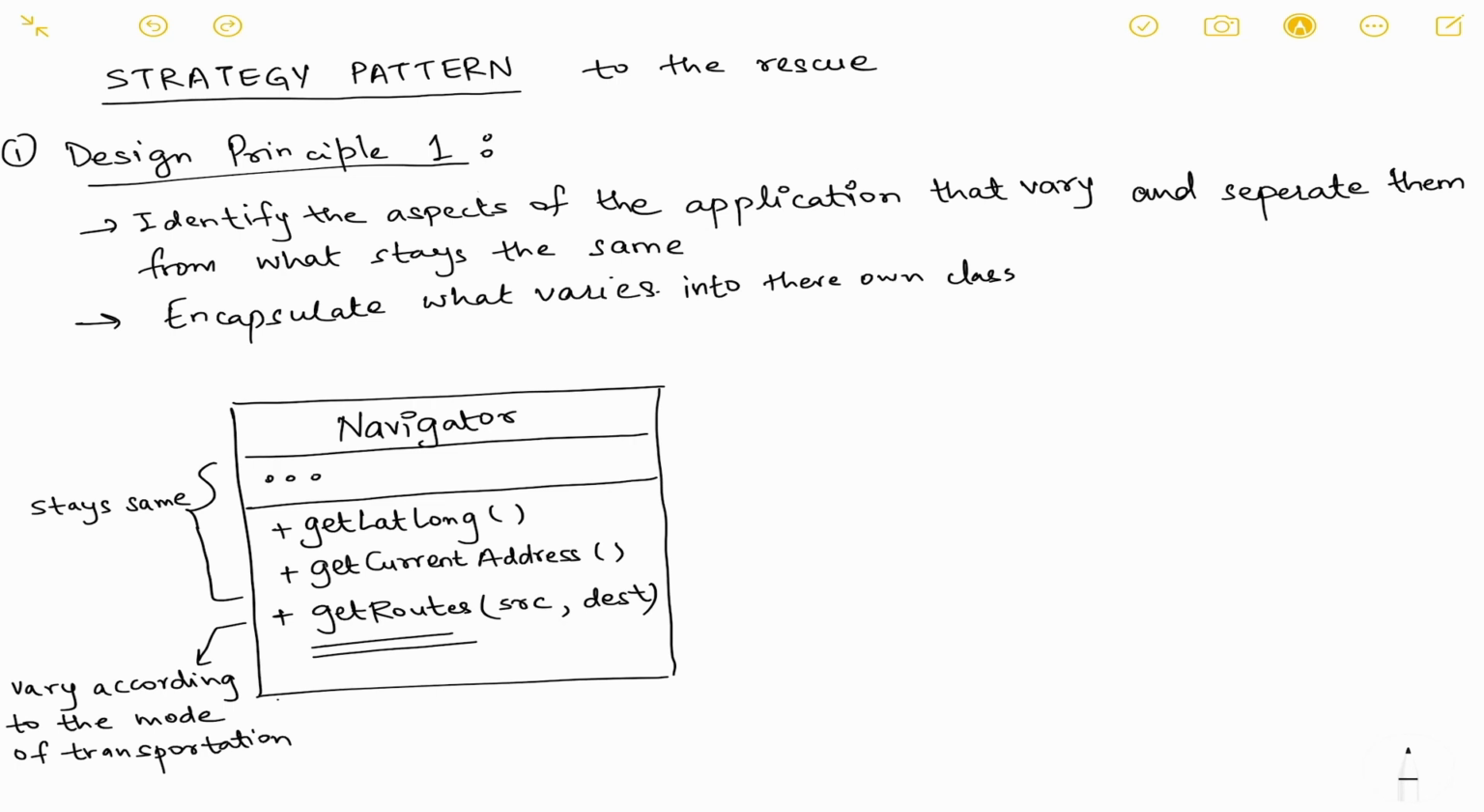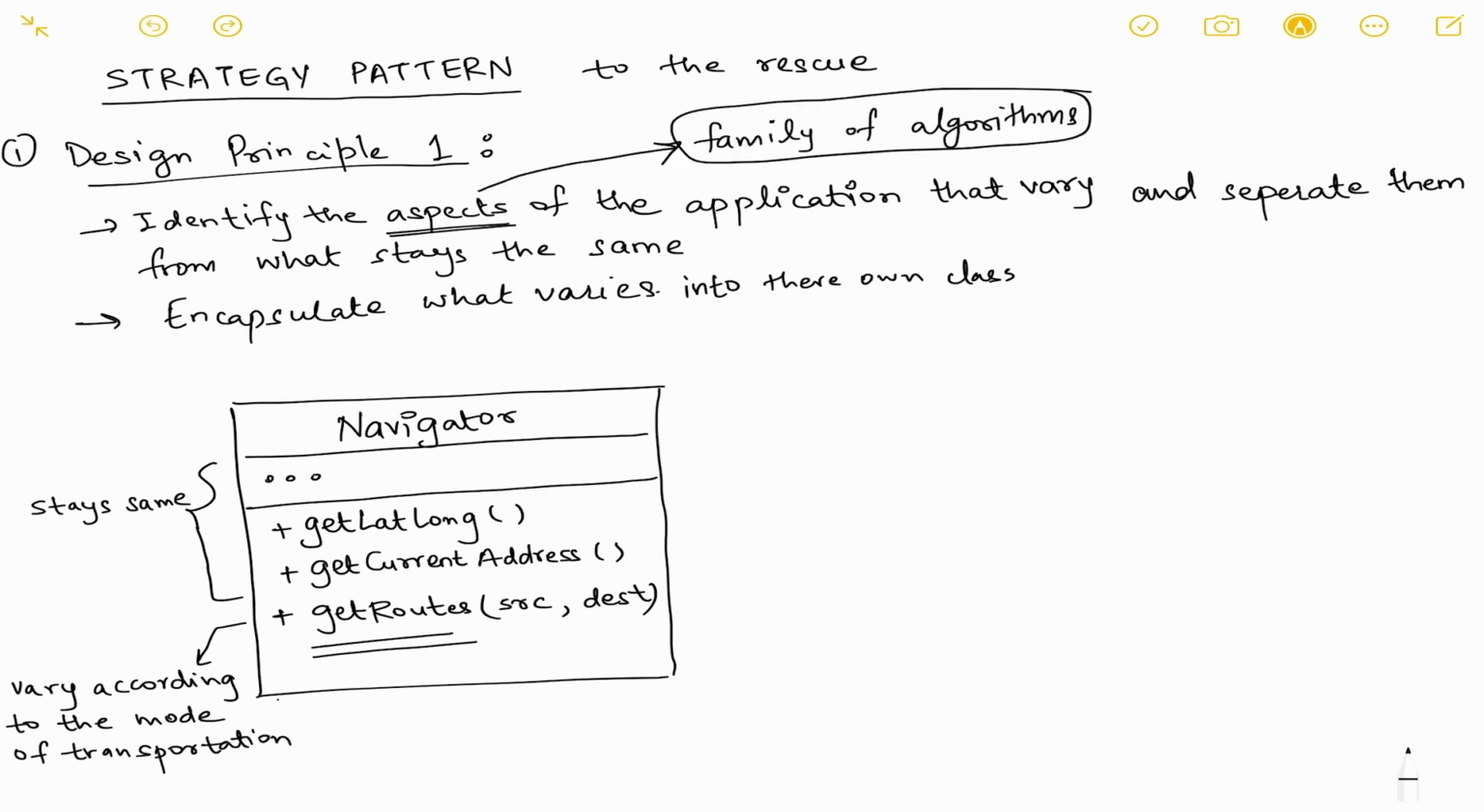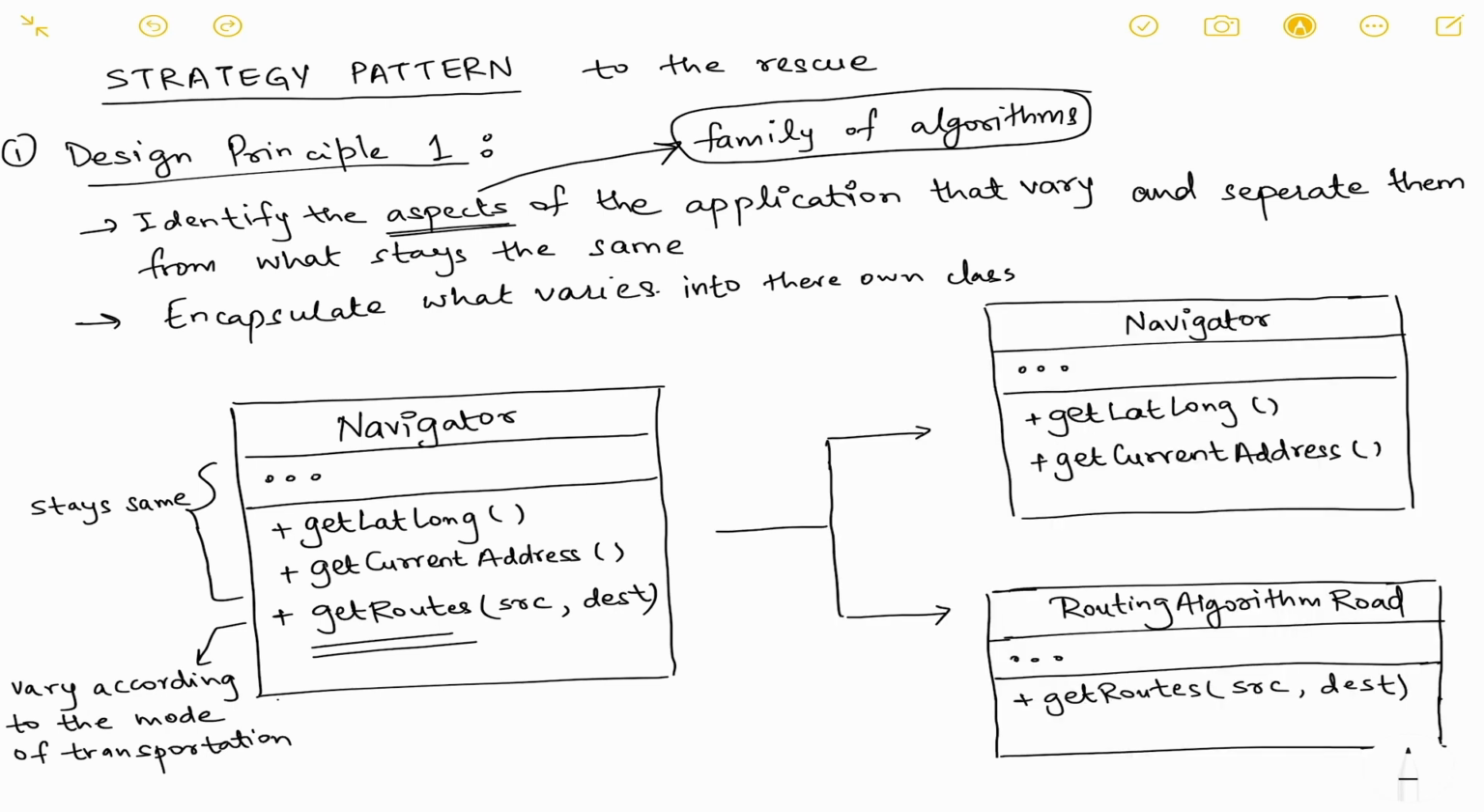And so it can have any behavior at runtime based on the client's requirement. So in the strategy pattern, this aspect is basically a family of algorithms, and it can use any algorithm from the family of algorithms at runtime. So coming back to our example, we separate this getRoutes from our navigator class and keep this getRoutes function inside a different class.